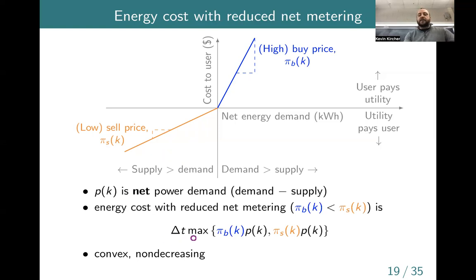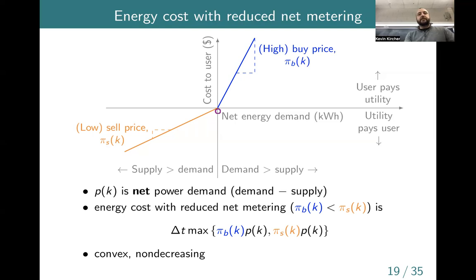So we can write that just as the max of the blue line here, which is the buy price times P, and then the orange line here, which is the sell price times P. So you could imagine extending this orange line out to the right and extending the blue line down to the left here. And you just always pick the bigger of those two lines, basically.